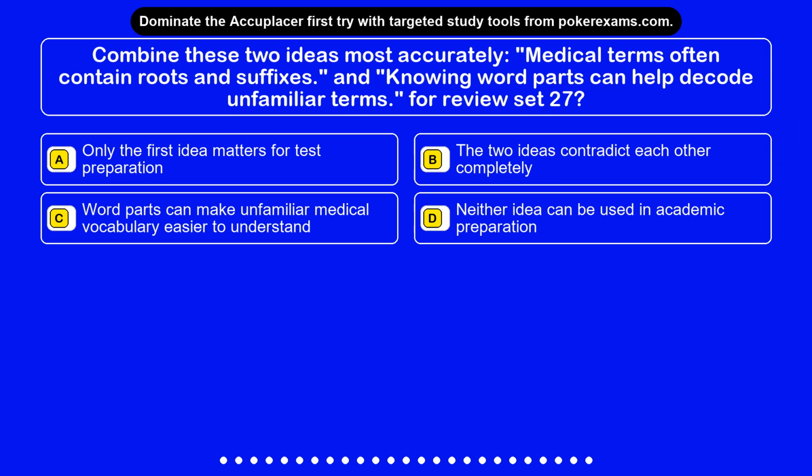Question 17. Combine these two ideas most accurately. Medical terms often contain roots and suffixes, and knowing word parts can help decode unfamiliar terms. For review set 27. Option A. Only the first idea matters for test preparation. Option B. The two ideas contradict each other completely. Option C. Word parts can make unfamiliar medical vocabulary easier to understand. Option D. Neither idea can be used in academic preparation.